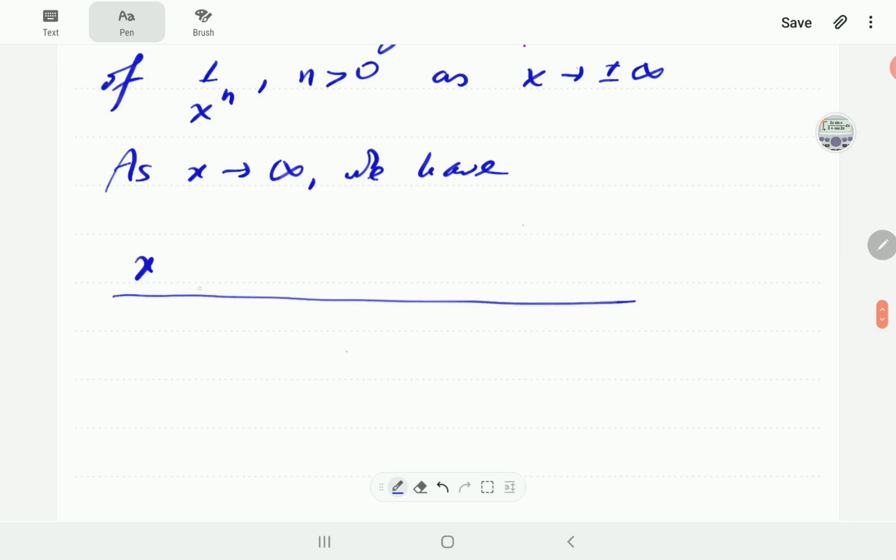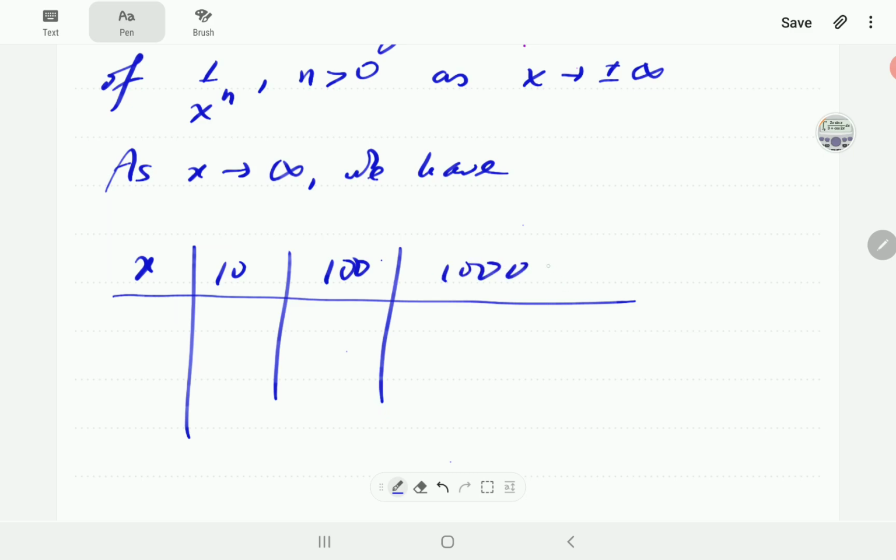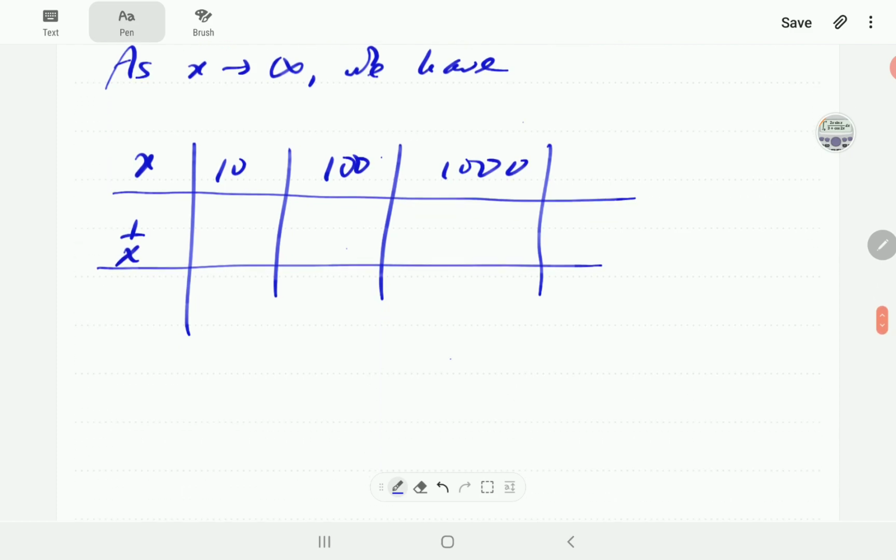So again, we're going to have these values of x. If we start with x equals 10, then go to x equals 100, and x equals 1,000, this is going to be good enough this time. First, let's look at 1 over x. When x is 10, 1 over x is 0.1, when x is 100, this is 0.01, and this is 0.001.